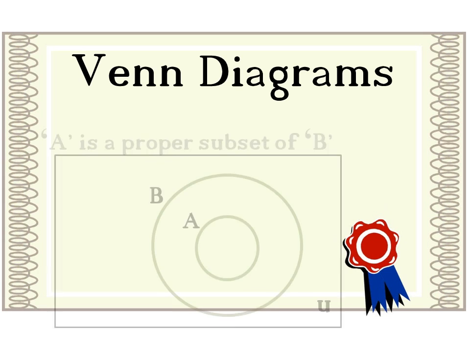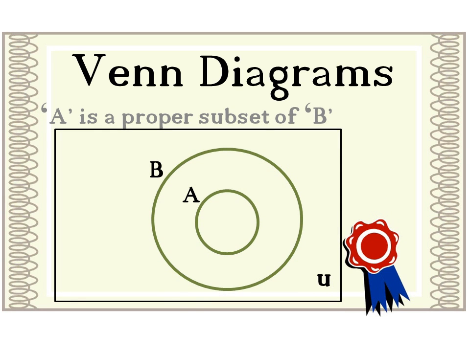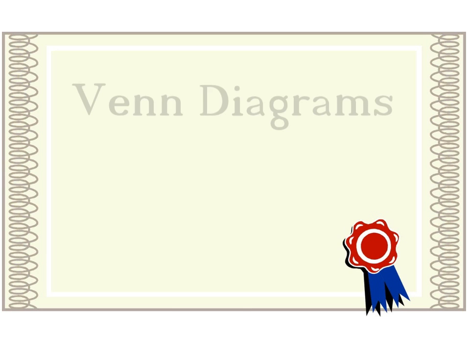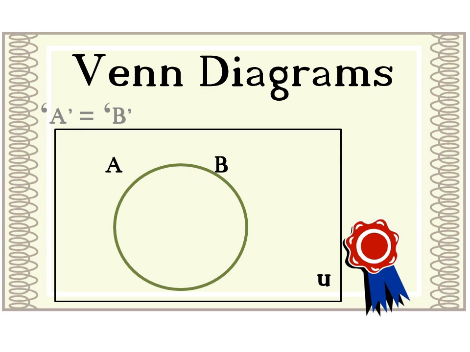When A is a proper subset of B, everything in A is contained in set B. When set A and set B are equal, they are represented by the same circle in a Venn diagram.